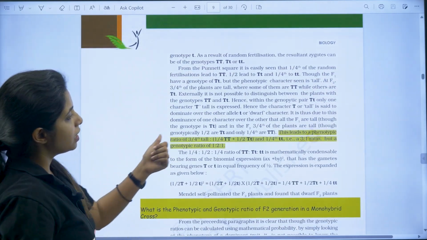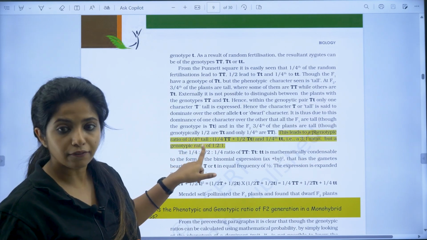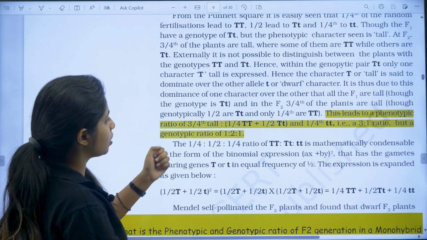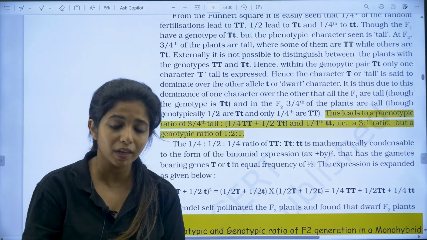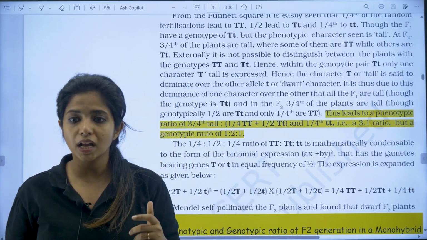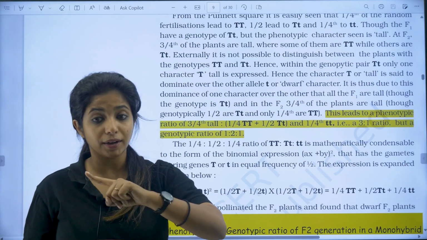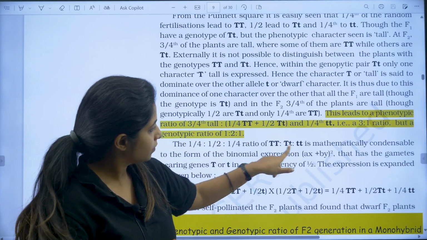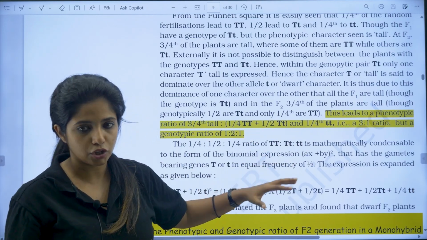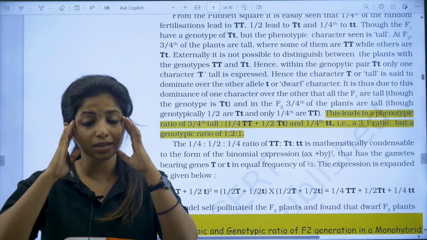Now over here they have mentioned the phenotypic ratio of the F2 generation, that is 3:1. But they have mentioned the genotypic ratio as well, that is 1:2:1, which is very much important. You should be knowing that 1 stands for capital T, capital T. 2 stands for capital T, small t. 1 stands for small t, small t. The 1:2:1 ratio is basically on the basis of this. This is known as the genotypic ratio. How does their genetic makeup look? That is what they are asking. Phenotypic ratio is as in how they look.